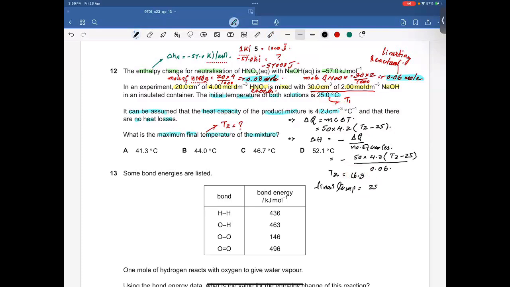So initial is 25 degrees Celsius. That's 16.3. So final temperature is going to be 41.3 degrees Celsius. All right. I hope it makes sense to you. Okay. So 41.3, is there any? Yes, A is going to be the right answer then.